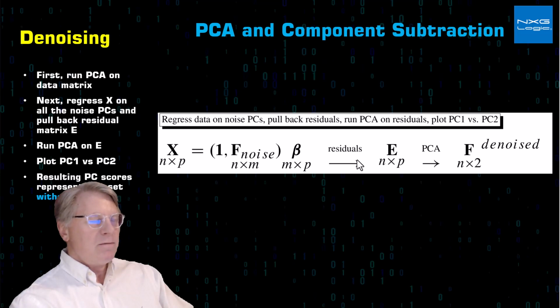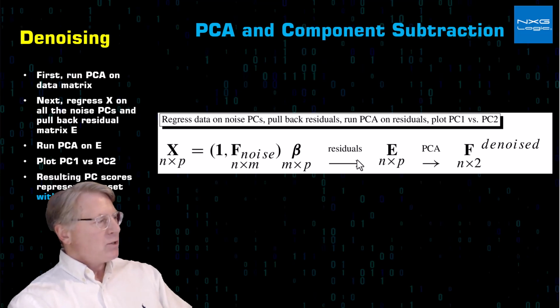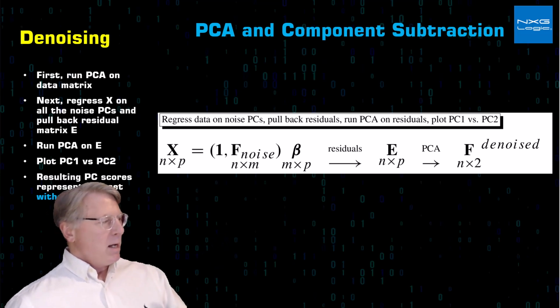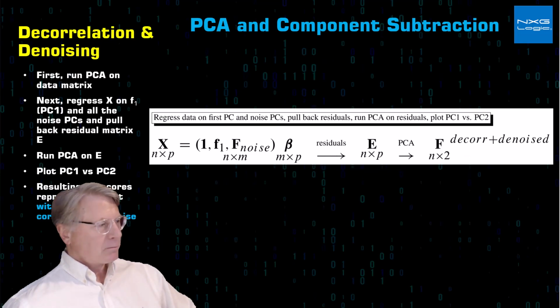Noise is removed out of the data now, and then you run PCA on the denoised data, the principal component score, PC vector, the two vectors. So the resulting PC scores now represent a data set without noise. So you've denoised. This is also called whitening of a matrix.